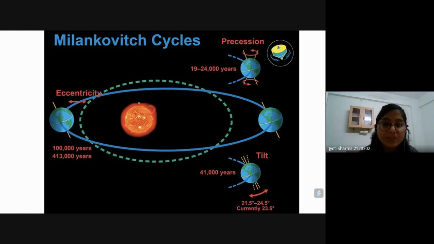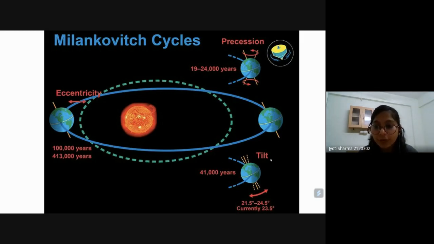Okay, so this will change the insolation. This may also change the climate. So climate change can happen because of this change in the orbital shape, and this is known as eccentricity.